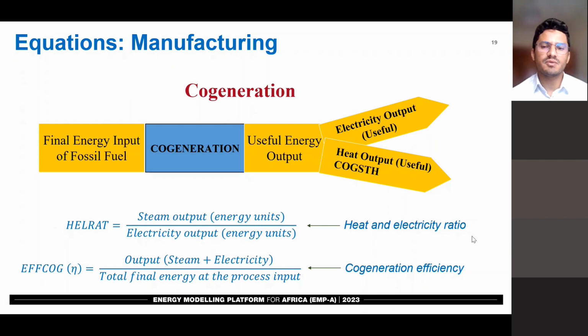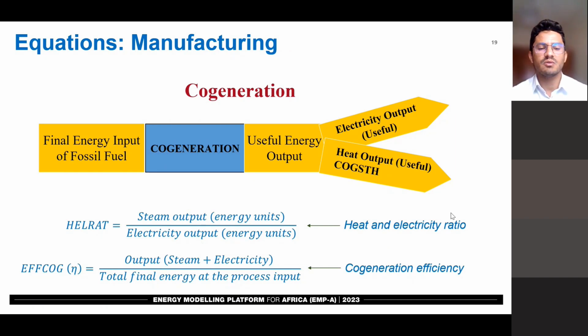Okay, at this level, we have to know also that in the MAED model, it is also possible to model cogeneration as an energy source to satisfy our thermal needs in the manufacturing sector. What we need to know about cogeneration is that the final energy input is fossil fuel, and it produces electricity and heat in parallel. These two outputs are considered as useful in the MAED model. Okay, I will not go into more detail about cogeneration at this point.